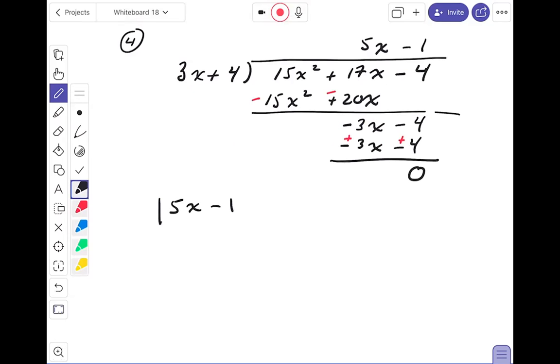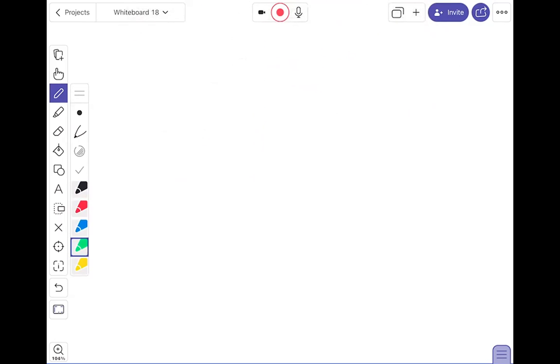5x minus 1. Let me look at the key, see if that's what I'm staring at, and that's exactly what I'm staring at. I'm going to go on to number 5 now. And something we recommend in class is certainly rewriting the problem. What's a divisor? It's a binomial.